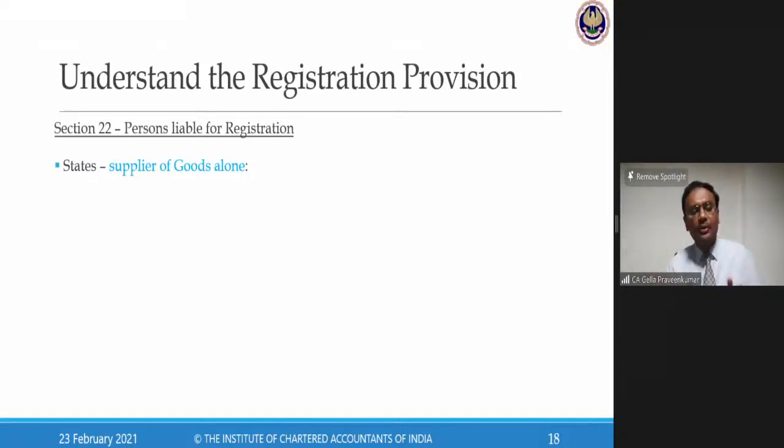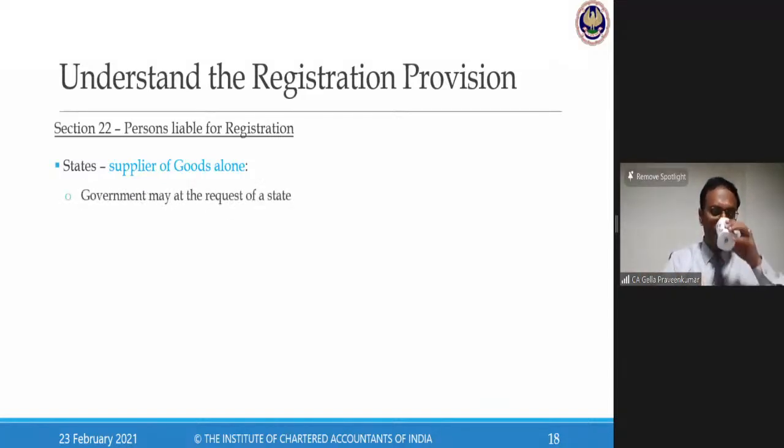Till now, we have discussed something called aggregate turnover. If my aggregate turnover in a state is up to 20 lakhs, don't register. If my aggregate turnover exceeds 20 lakhs and I'm having a supply of taxable goods or services, please register. Where? Other than special category states. In special category states, up to 10 lakhs, no registration. Once you cross 10 lakhs, get registered. That's what they say. Now here they say, sir, what if I'm a supplier of goods? I'm not a supplier of services. Look at the term, supplier of goods alone.